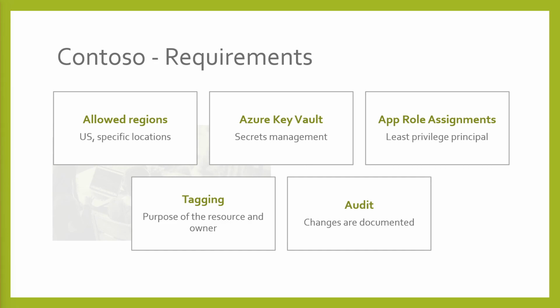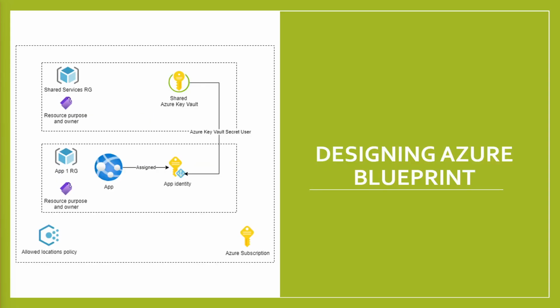So let's take a look at how we are going to design the Azure Blueprint. In this implementation design, we can see that Contoso IT will be deploying to two resource groups. The first resource group is a shared resource group, so all shared resources will be created in this resource group. Only Contoso IT will have access to this resource group, and their development teams will have access to their individual resource group.